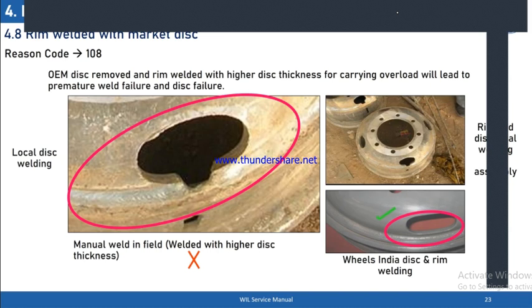So the market disc will have a different kind of material chemistry, meaning whatever the mechanical and chemical properties are for a particular material, they may or may not be meeting our requirement.